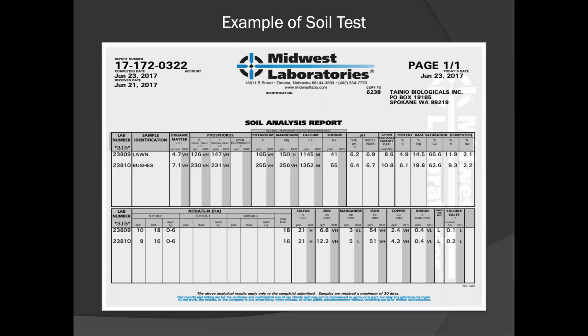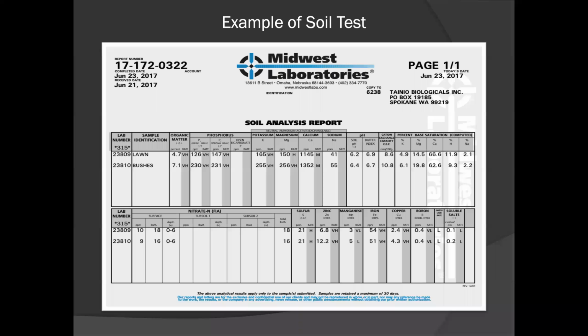So when you're looking at, like, Midwest Labs put base saturation percent down, I know a lot of guys will look at base saturation percents and go, hey, my calcium's pretty good, I don't need to apply any. Magnesium's okay, potassium's okay, and those types of things. So, you have to learn a little bit more about that.